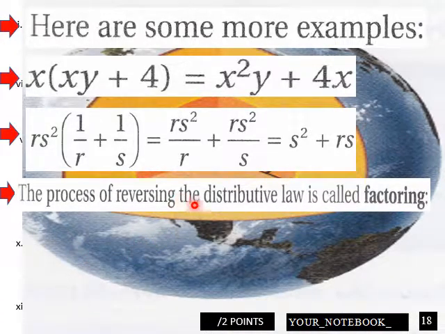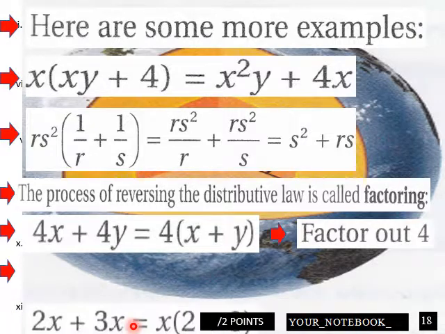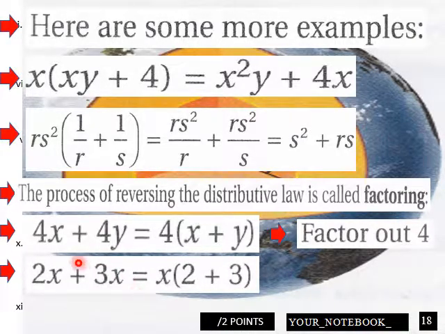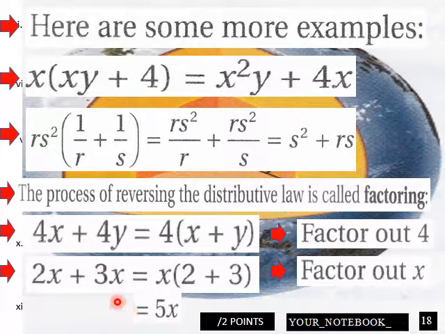The process of reversing the distributive law is called factoring. So we can go from here to here. Factor out a 4. Then same thing here, you factor out an x. So these are examples here of going through and going back with the distributive law.